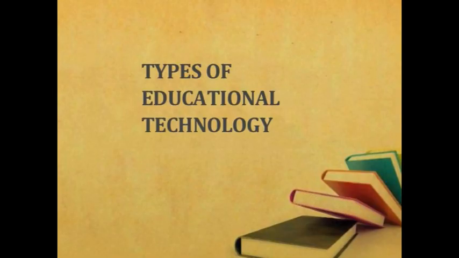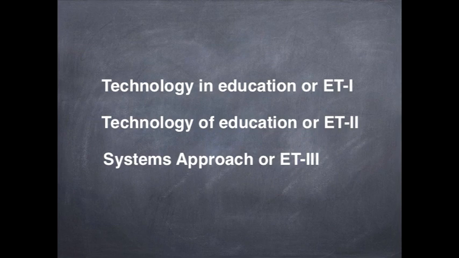Coming to types of educational technology. There are three types of educational technology: technology in education or ET1, technology of education or ET2, and systems approach or ET3. First, technology in education or ET1.